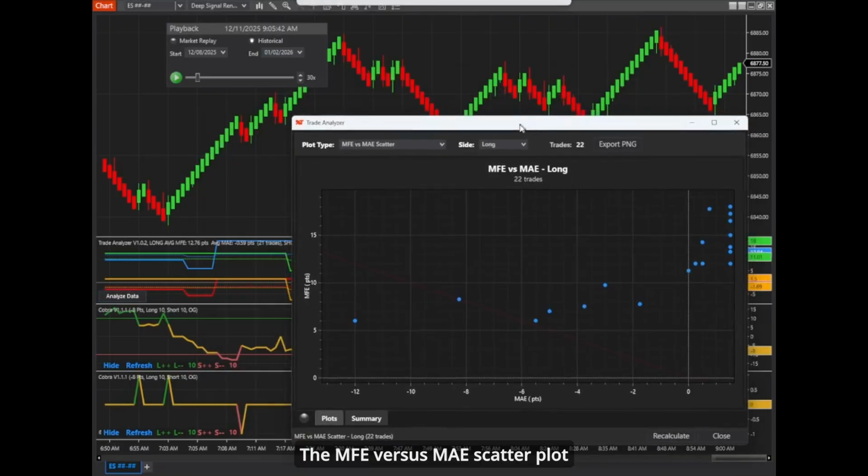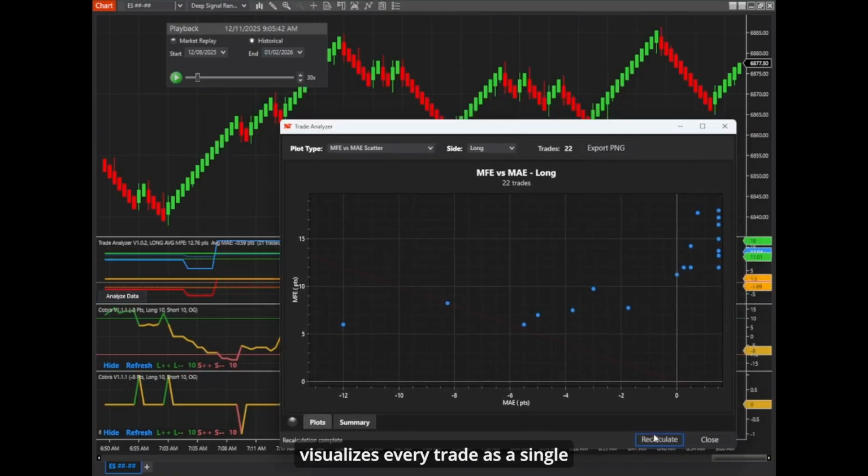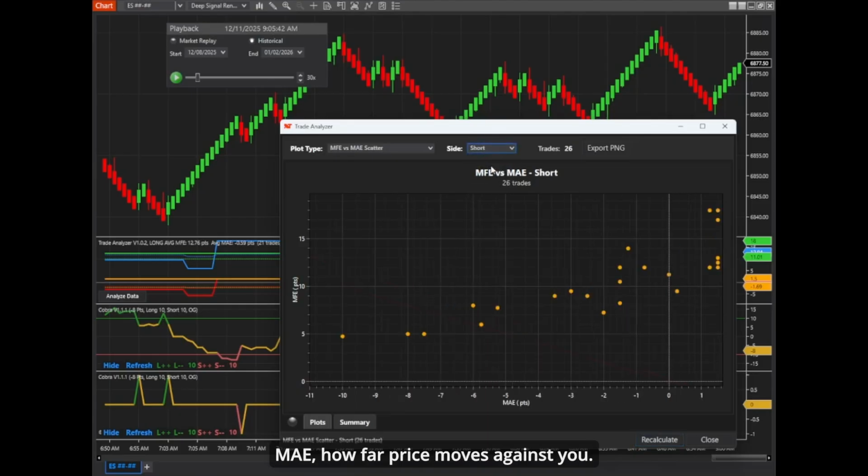The MFE versus MAE scatter plot visualizes every trade as a single point. The horizontal axis represents MAE, how far price moves against you. The vertical axis represents MFE, how far price moves in your favor. This creates a clear map of your trade behavior.